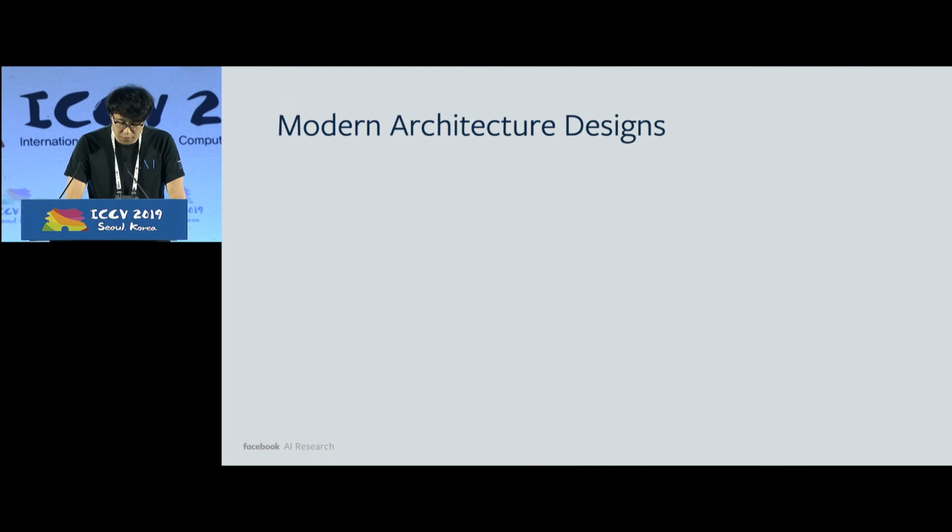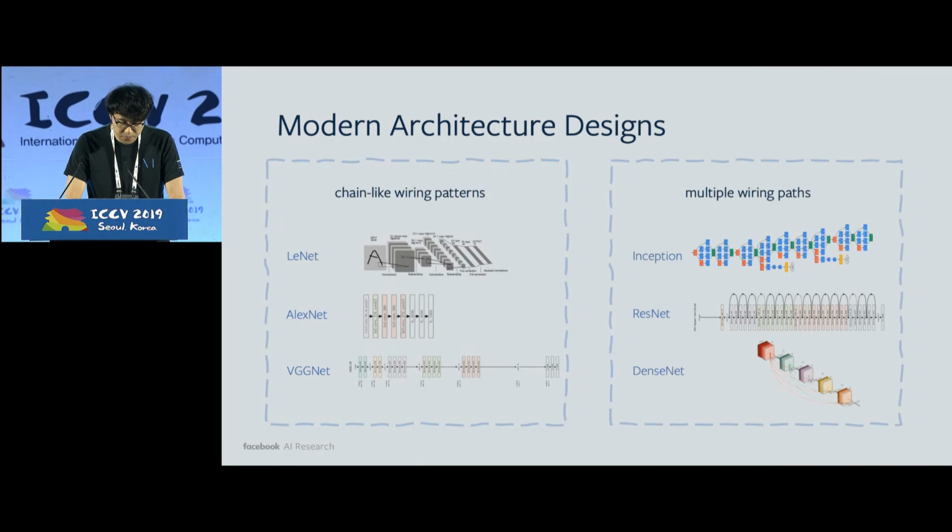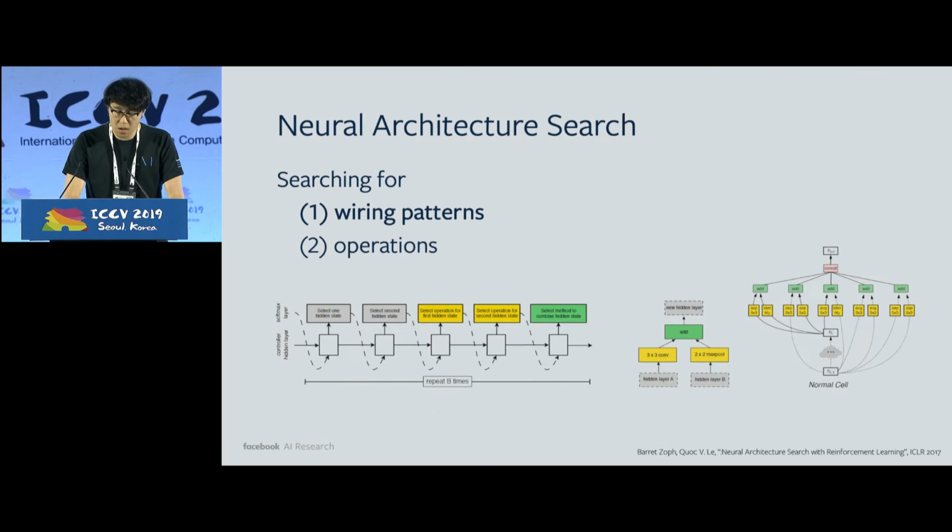Now, entering the era of deep learning, we saw that the success of many modern neural networks is largely attributed to how they are wired. We have witnessed the transition from chain-like wiring patterns to complex designs that have multiple wiring paths. More recently, neural architecture search, or NAS, takes it to the next level. NAS shows promising results by jointly searching 1. The wiring patterns, and 2. Which operations to perform.